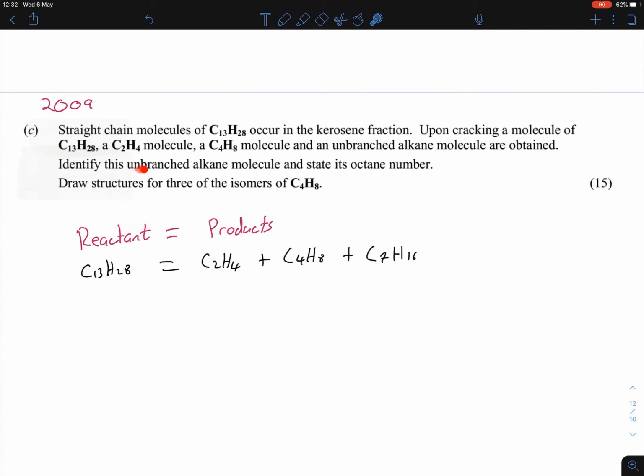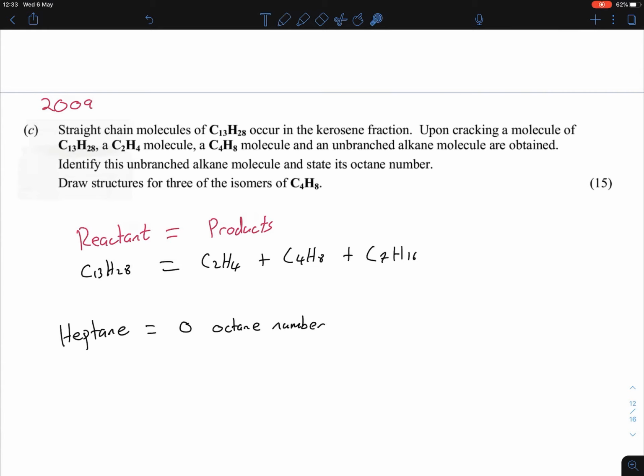So identify this unbranched alkane molecule and state its octane number. Now, identifying it, first off, it's going to be called heptane. And it said unbranched, so therefore heptane has to be the only one we could use for that. And then its octane number is 0. It's one of the reference hydrocarbons, that and 2,2,4-trimethylpentane.